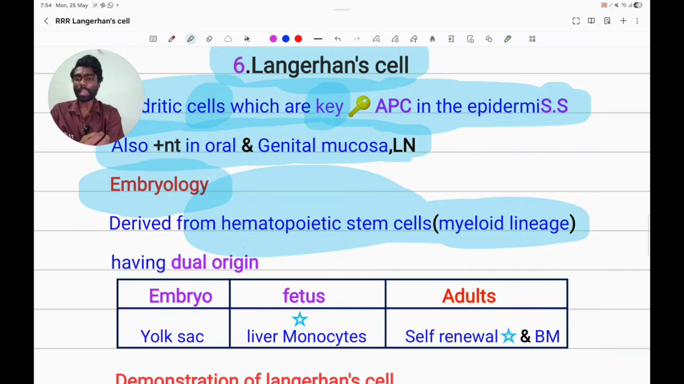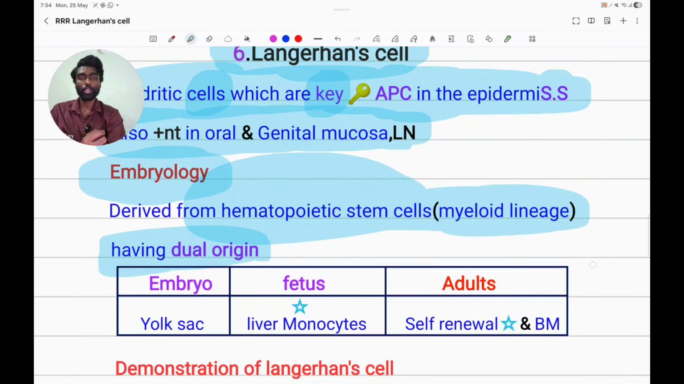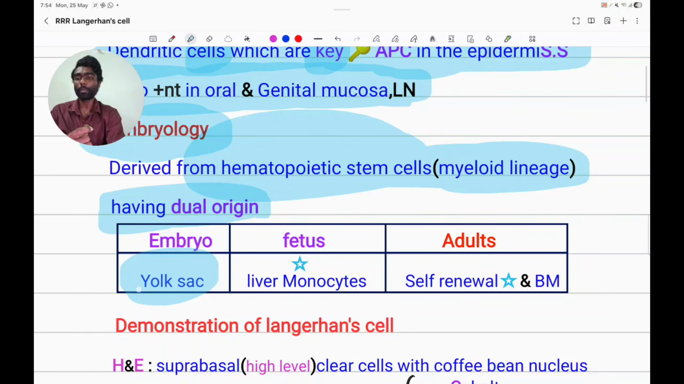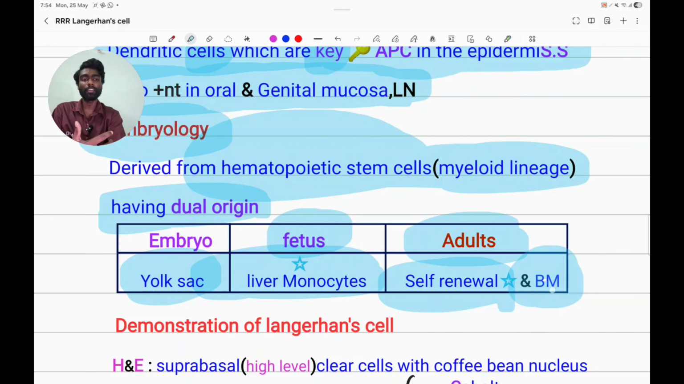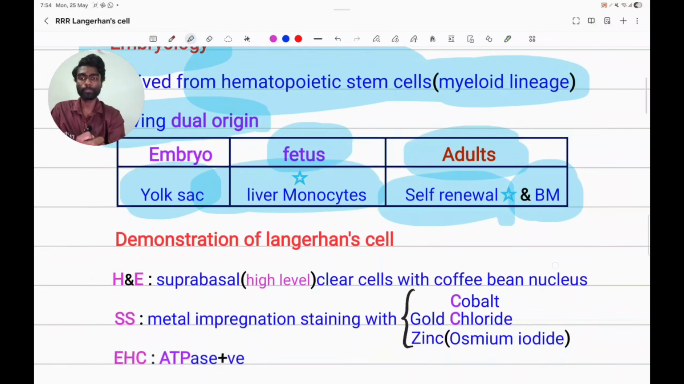Coming to its origin, embryology, from where they are derived: from hematopoietic stem cells, myeloid lineage, having dual origin. During the embryo stage, from yolk sac; during the fetal stage, from liver monocytes, mainly from liver monocytes only. During the adult stage, they have the capacity to self-renew themselves. If depleted severely, they will be derived from bone marrow.